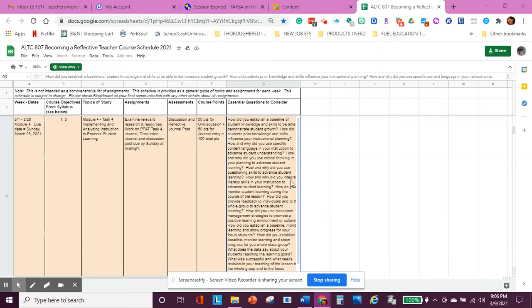How and why did you integrate literacy skills in your instruction to advance student learning? Because you want to show that you can teach across the curriculum. You want to show that you are there not only to be the PE teacher, but you're there to assist other teachers in their attempt to get students to pass the statewide assessment. You want to show that you are able to assist your colleagues in teaching students that the skills they're learning in English, or in language arts, are important because they're going to use those same skills and strategies in PE, in art.